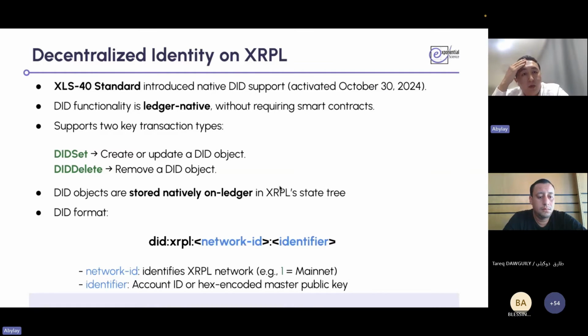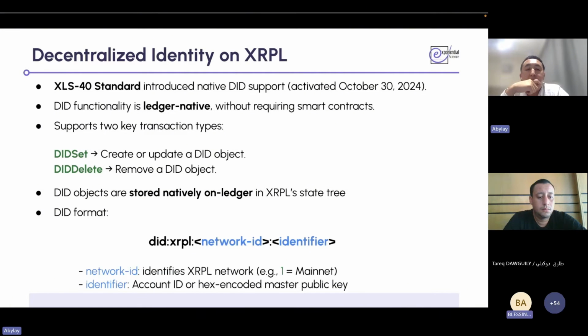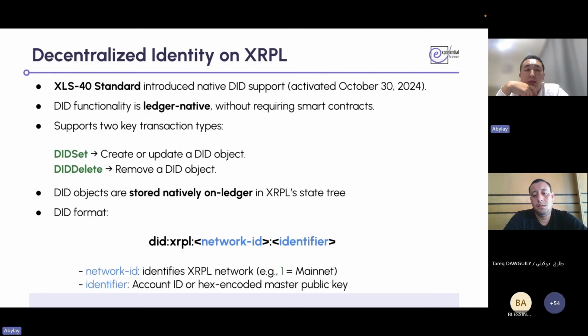XRP ledger. On XRP ledger, it's quite new. DID was introduced in October 2024 with the XRP ledger standard 40. In this standard, they have implemented DID functionality, like two functions.